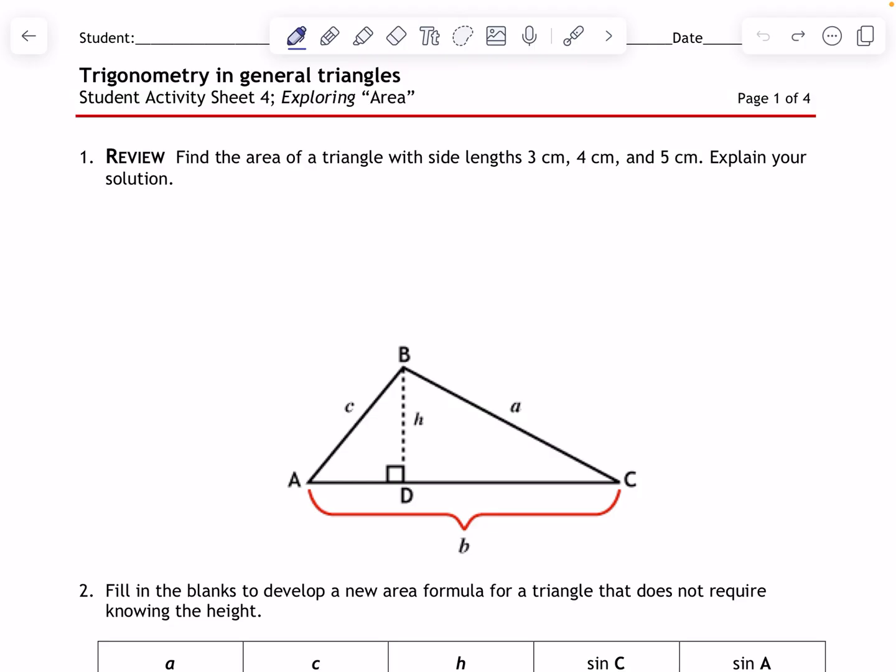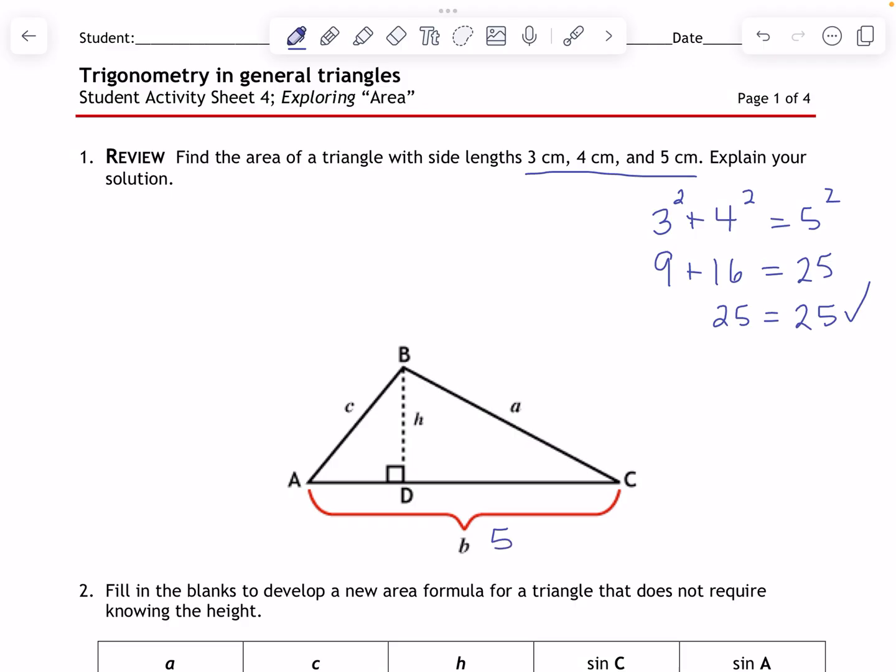So if we take a look at number 1, we are told that we're dealing with a triangle that has lengths of 3, 4, and 5 centimeters. Now, we might recognize this right off the bat as a right triangle because 3 squared plus 4 squared equals 5 squared. So 9 plus 16 equals 25, and 25 is equal to 25, so I know that this is a right triangle. I know that my longest side has to be my hypotenuse, and I know that the legs are 3 and 4, however I want to put those in there. And since it's a right triangle, I know that these are connected by a right angle.